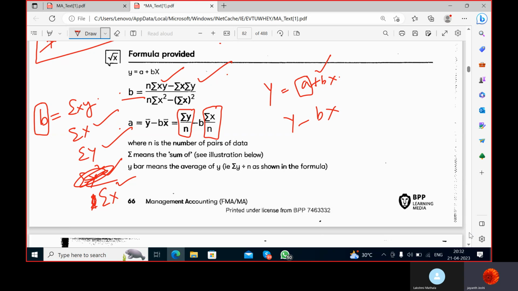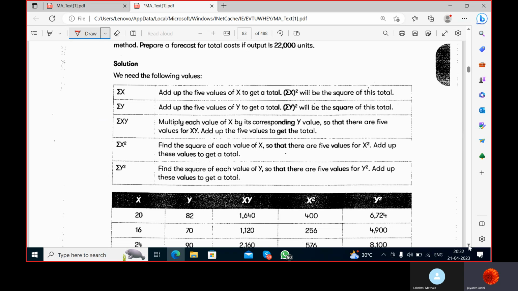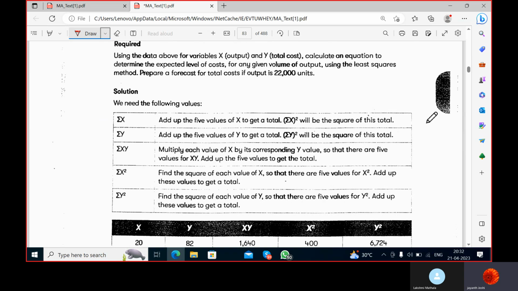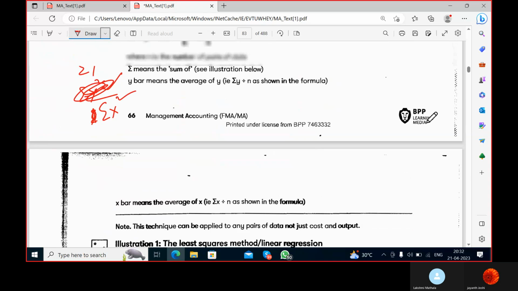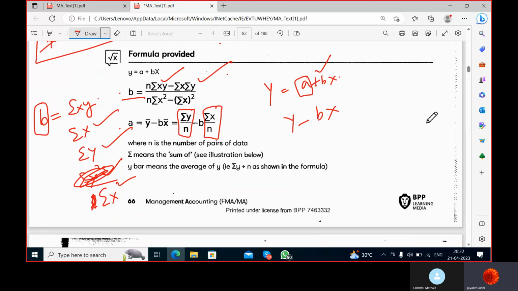So already we have put that. And sigma x, sigma y multiplied. But y square is also required, no? In the equation, I'm not seeing any use of y square. Sigma y square also they are finding. Okay.